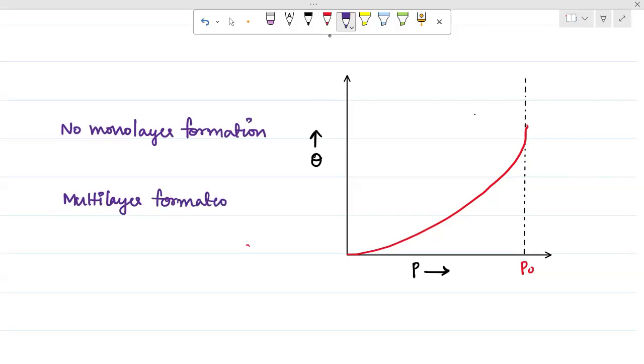Multi-layer formation happens even before a monolayer formation. There is no monolayer formation. Directly, multi-layer is what is being formed. And it is increasing, correct? Multi-layer formation is increasing up to saturation pressure, which is P naught. Saturation pressure P naught. Very easy.